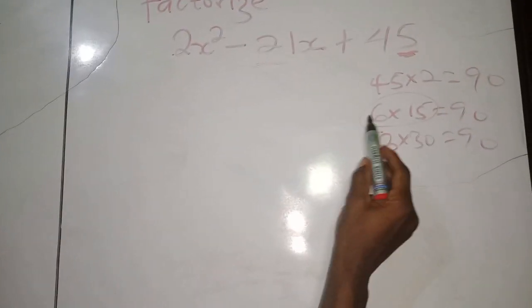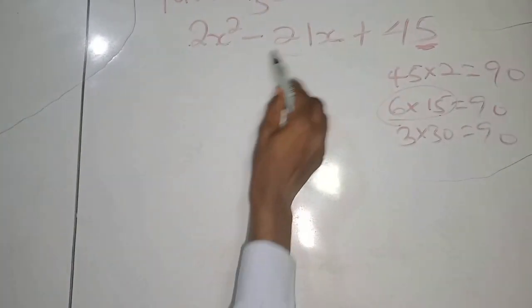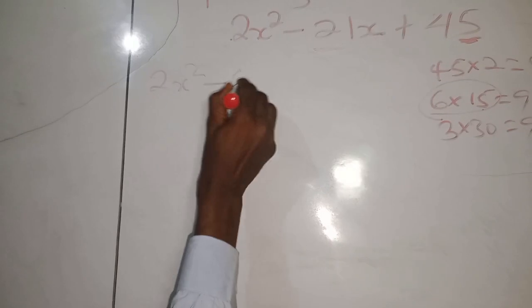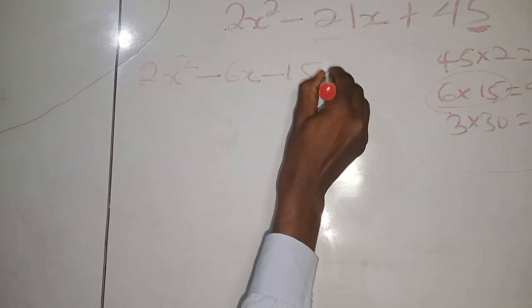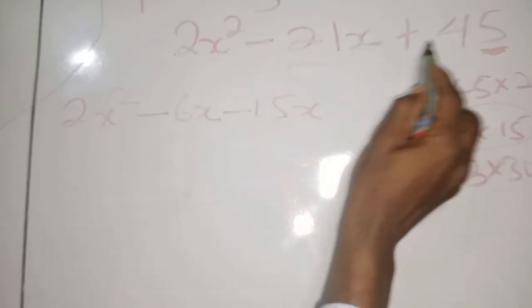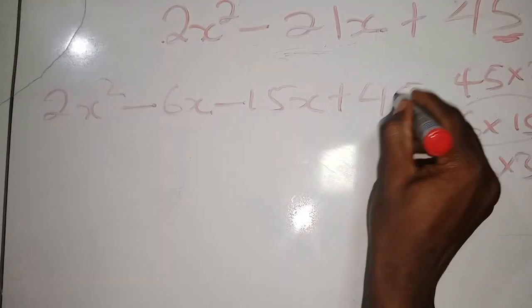So I can say minus 6 minus 15x gives me minus 21x. So I can replace. So I have 2x squared minus 6x minus 15x plus 45, as replaced, which gives me minus 21x plus 45.